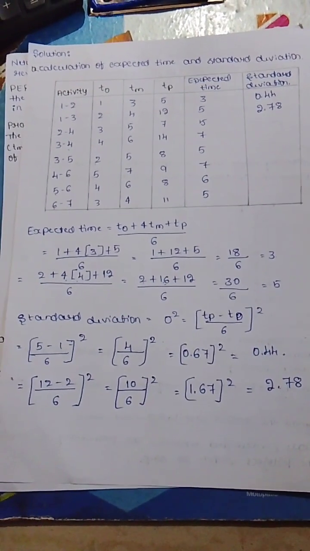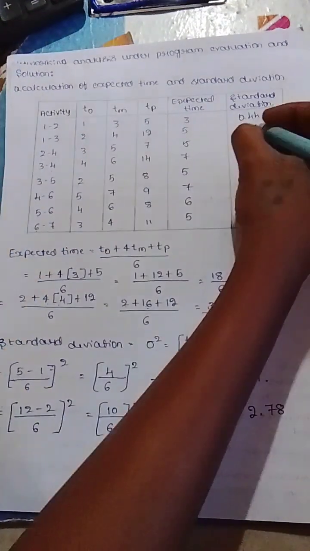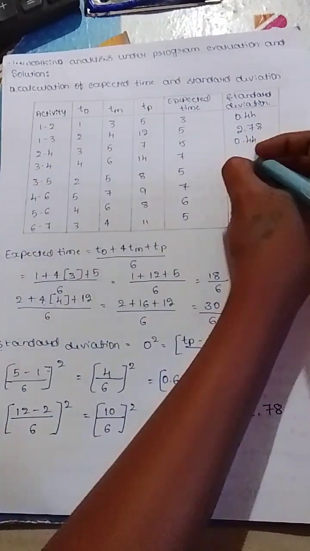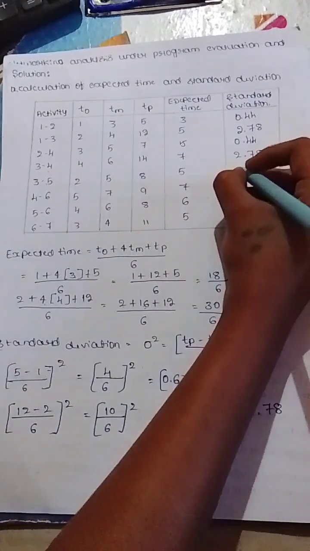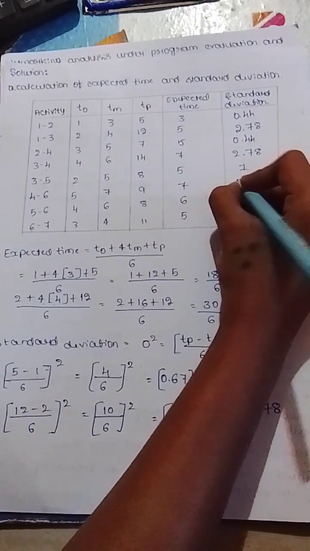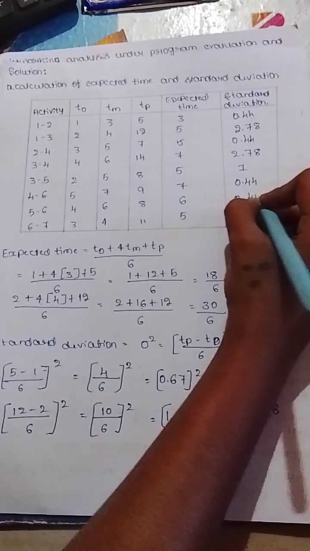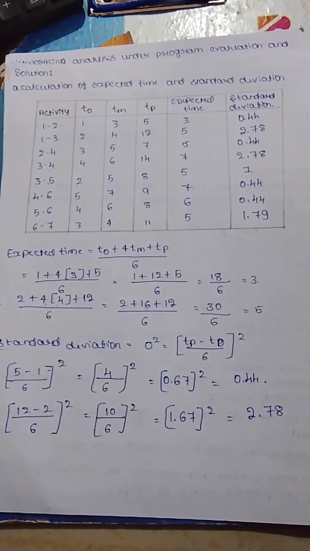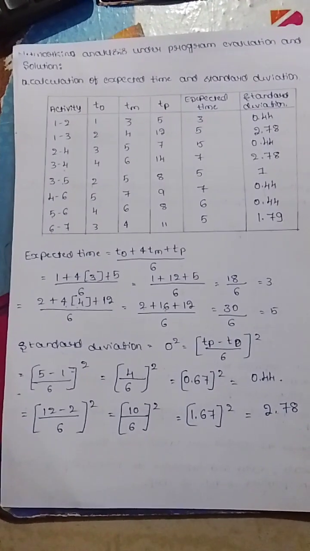As like that, for activity 2 to 4, the value is 0.44. For 3 to 4, 2.78. For 3 to 5, 1. For 4 to 6, 0.44. For 5 to 6, 0.44. For 6 to 7, 1.79. This is the calculation of expected time and standard deviation of each activity.